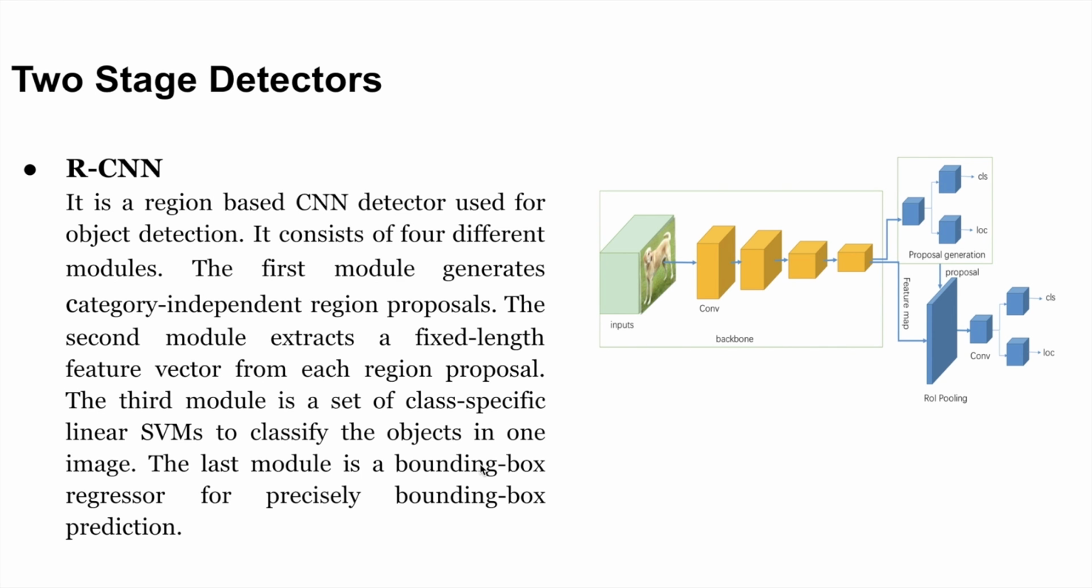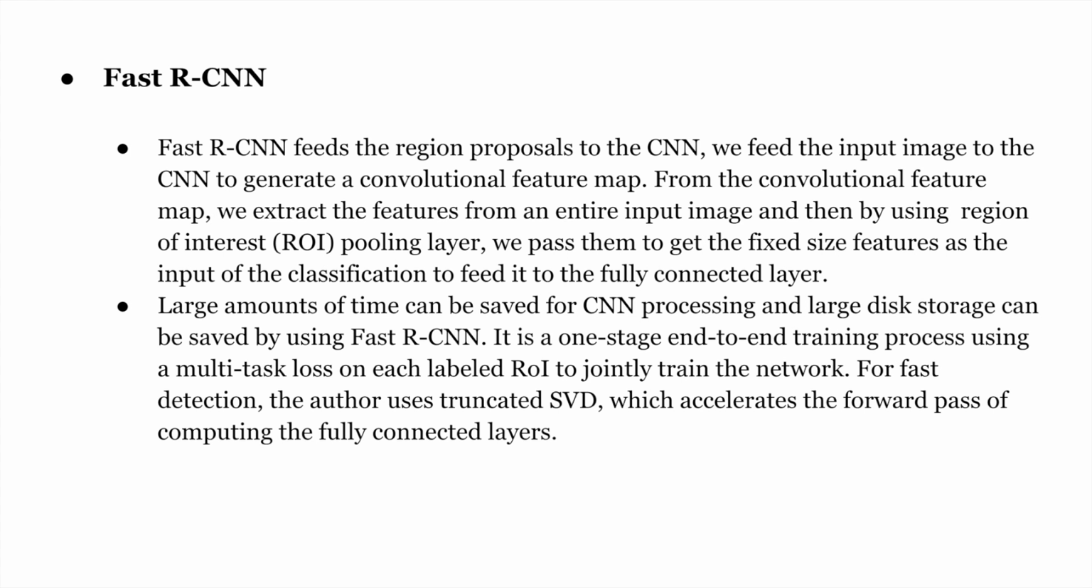So here, among the two stage detectors, is RCNN. It is generally a region based CNN detector which is used for object detection. It has four modules. The first is category independent region proposals. The second module is a fixed length feature vector from each region proposal. The third module is a set of class specific linear support vector machines to classify the objects in an image. The last module consists of the bounding box regressor for precise bounding box prediction.